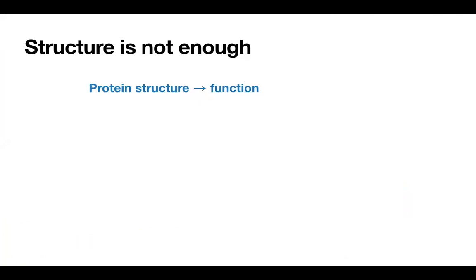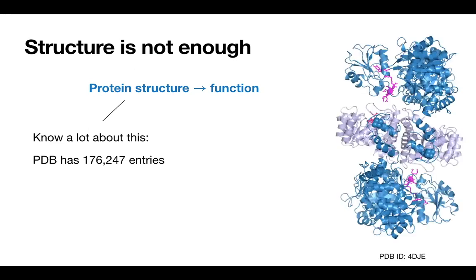Okay, so as structural biologists, we all know that protein structure determines function. Proteins fold into three-dimensional shapes. And these days, we actually know a whole lot about protein structure. The PDB has 176,247 entries as of a couple of days ago. That's a lot of information about protein structure. Here's a particular entry in the PDB. This is an enzyme that I like a lot. This is the corrinoid iron sulfur protein methyltransferase complex. And we basically know where all of the atoms in this protein are.